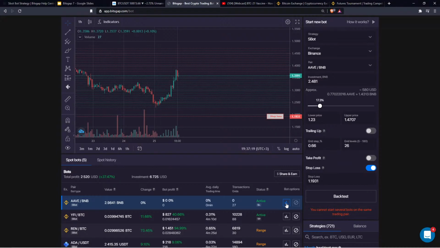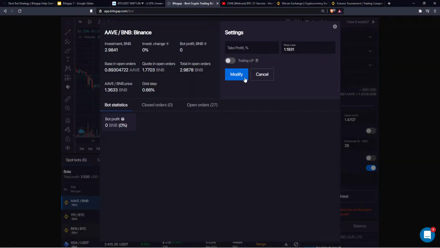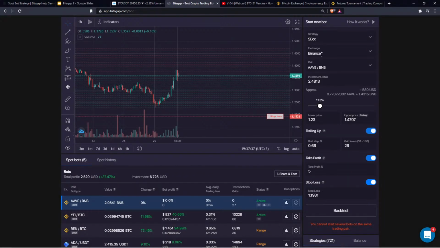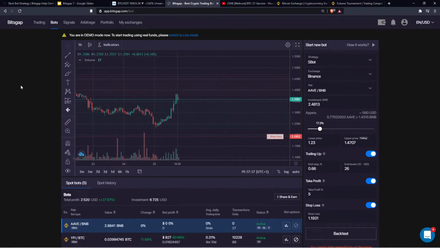But if you forgot to set the stop loss, the trading up, and the take profit, then you can go here and you can always modify the trade. You can set the trading up, you can set the take profit, and you can always adjust the stop loss. Just click on modify. So that's basically it when it comes to automation.